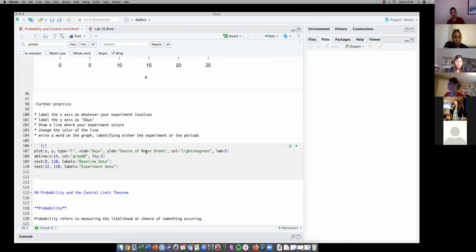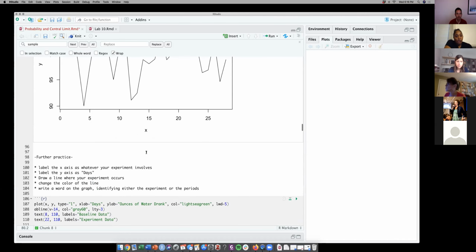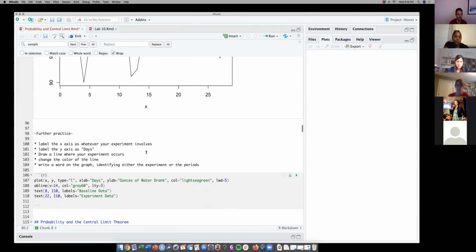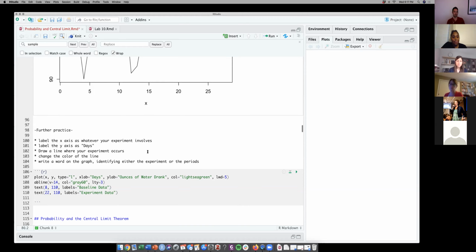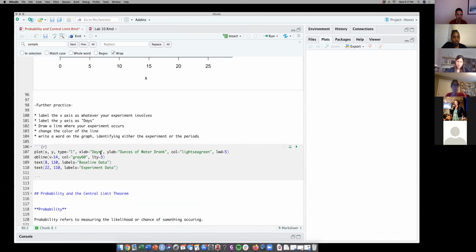I asked you to do a few things here because this is probably going to be the graph you'll use in your final project. So some of this was getting you used to it. I told you to label the y-axis as days, which doesn't make sense because that should go on the x-axis. Most of you figured that out. You should label the x-axis as whatever your experiment involves. I said to draw a line where your experiment occurs, change the color of the line, and write words on the graph. And so this is one example of how you can do that.